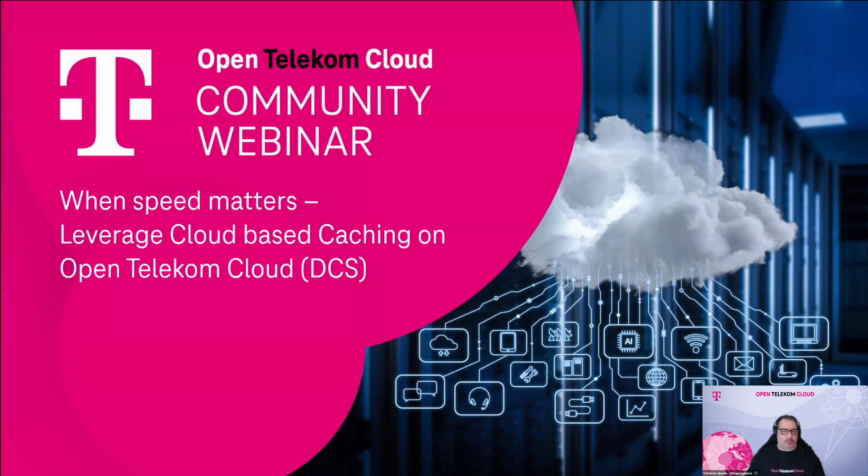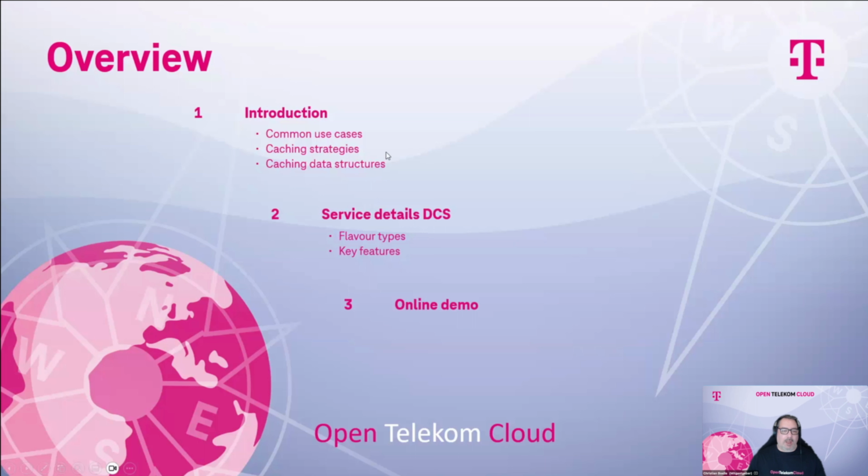So today we would like to talk a little bit about our DCS service, which is the distributed cache service, and what we all can do with it. I'm going to cover three big parts: the use cases, the so-called caching strategies, and the data structures which we can implement inside of a cache. Then we will have a more detailed look into our specific flavor types. What do we offer today from the Open Telekom Cloud? We will talk about key functionalities and features, what the DCS can offer, and we will see also how the caching service works in detail in a live demo.